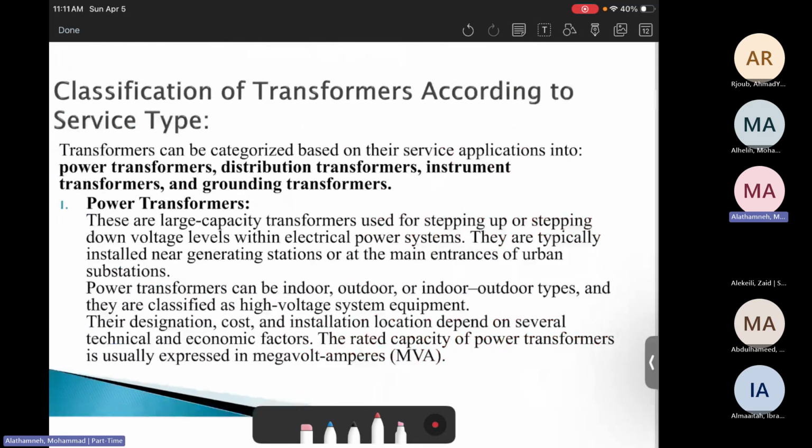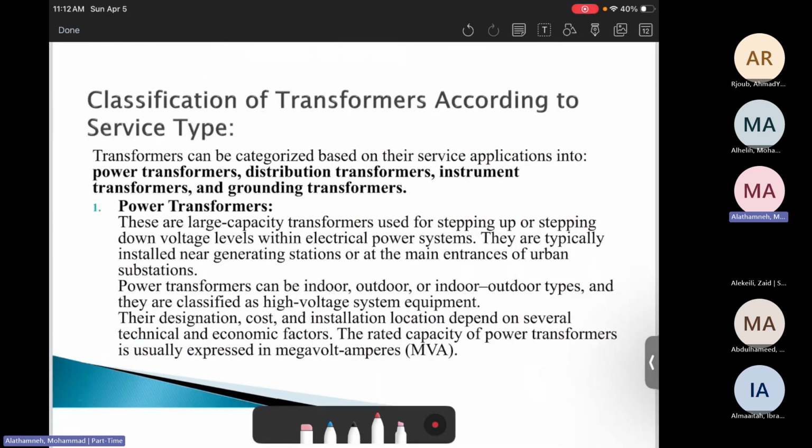All right, now classification based on the service. Based on the service, we have the power transformer, distribution transformer, instrument transformer, and the grounding transformers. Power transformer has the largest capacity, very large in size and capacity. Those are the main transformers used for stepping up and stepping down the voltage levels.